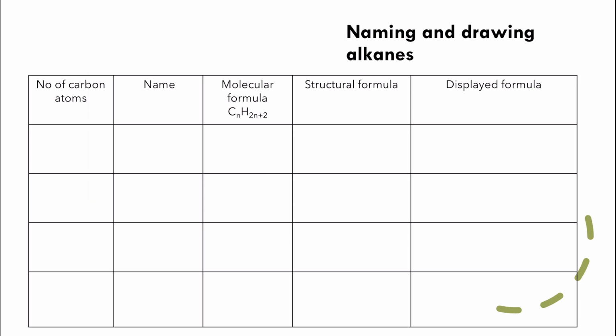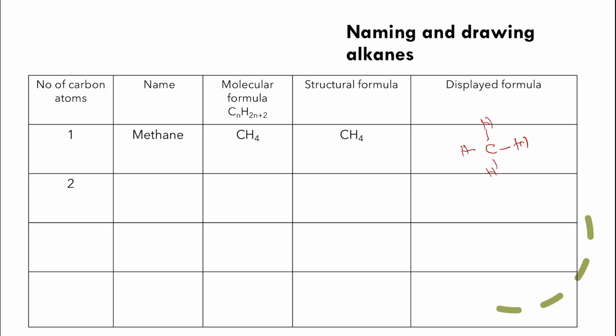Now let's see how we can draw the different alkanes. So if we have one carbon atom, the name, as we said, is going to be methane. Molecular formula is CH4 because the general formula is CnH2n+2. And then for the displayed formula, we need to draw the carbon atom with the four bonds. All of them are hydrogen because there is no other carbon. It's only one carbon atom. So the structural formula is also CH4.